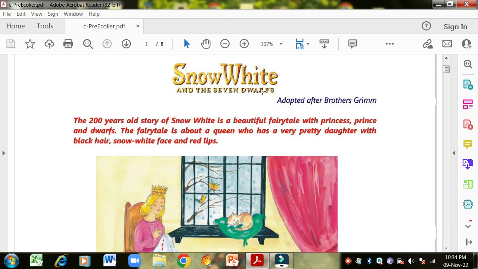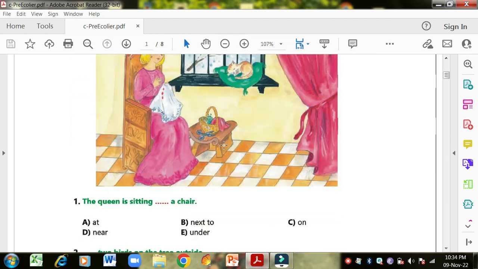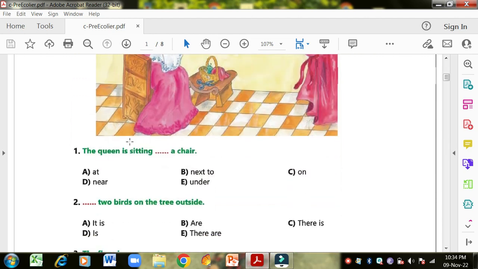This is the story of Snow White. The 200 year old story of Snow White is a beautiful fairy tale with a princess, prince and dwarfs. The fairy tale is about a queen who has a very pretty daughter with black hair, snow white face and red lips. Now see what the questions are. Question number 1: the queen is sitting dash a chair.